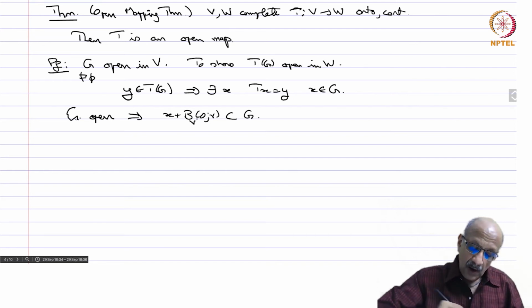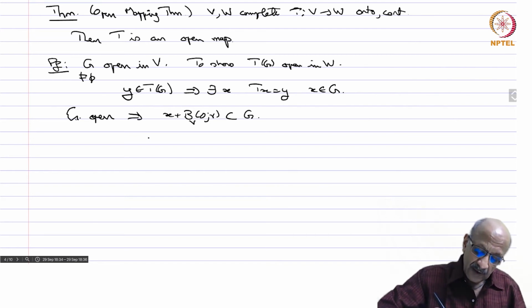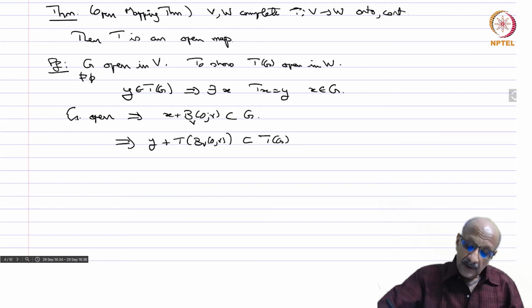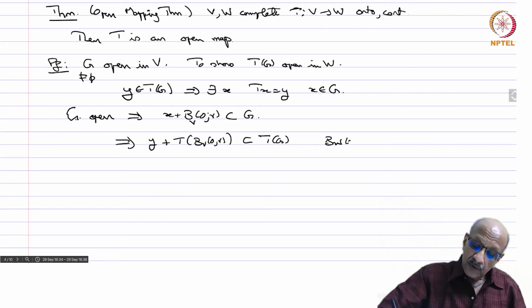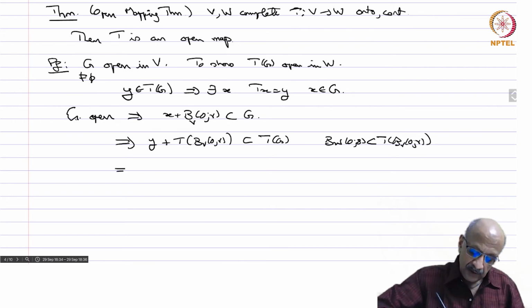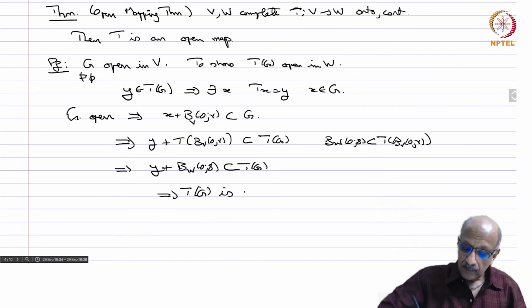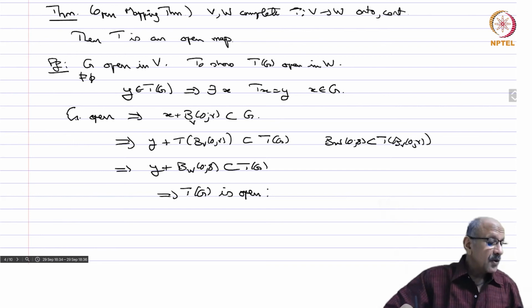Therefore Tx, that is Y, plus T of B_B(0,R) is contained in TG. But there exists a B_W(0,S) which is contained in T of B_B(0,R), that is what we remarked, and therefore this implies that Y plus B_W(0,S) is contained in TG, and this implies that TG is open. And this proves the open mapping theorem.